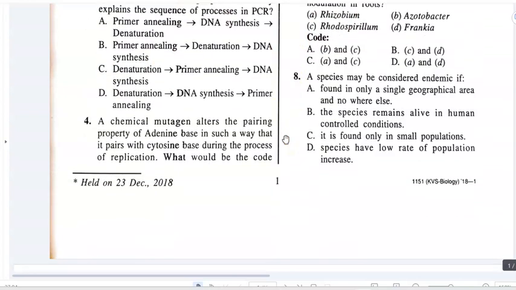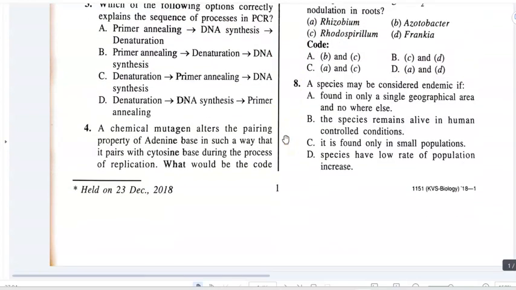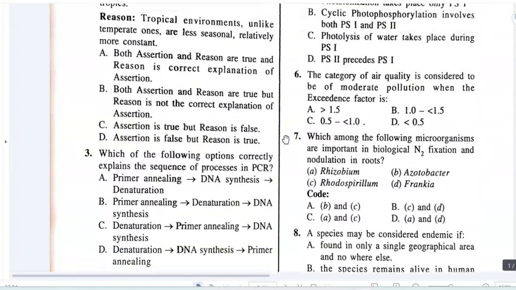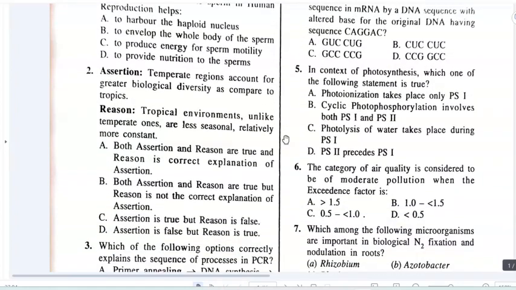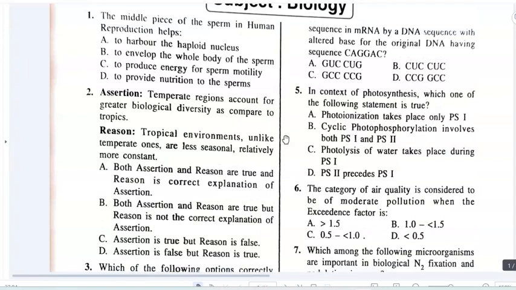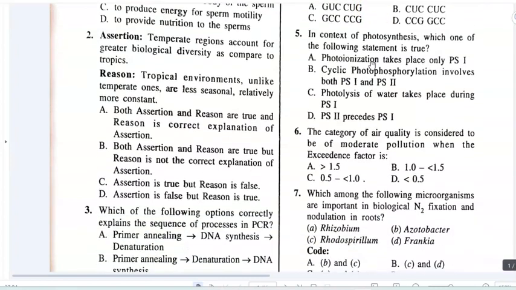A chemical mutagen alters the pairing property of the adenine base in such a way that it pairs with cytosine base during the process of replication. What would be the code sequence of mRNA by a DNA sequence with altered base for the original DNA having GCAGCGGAC?